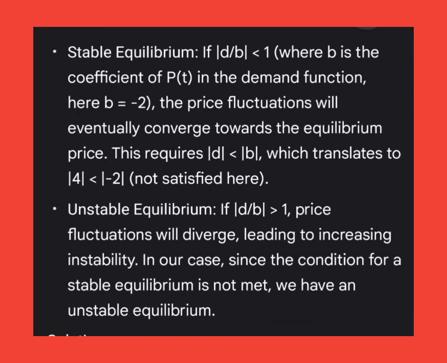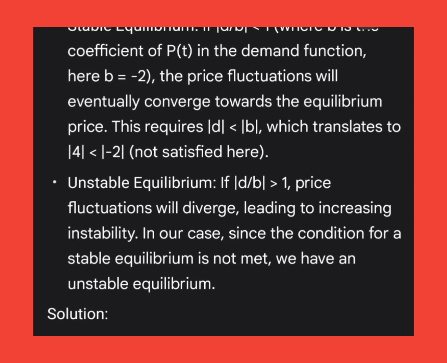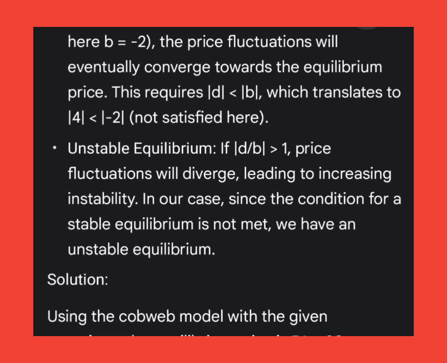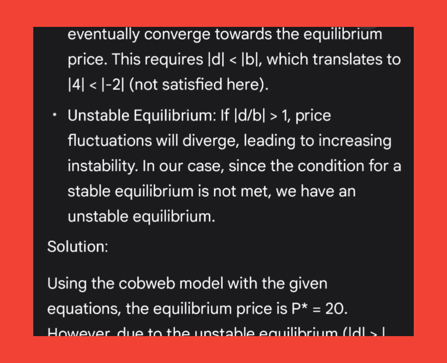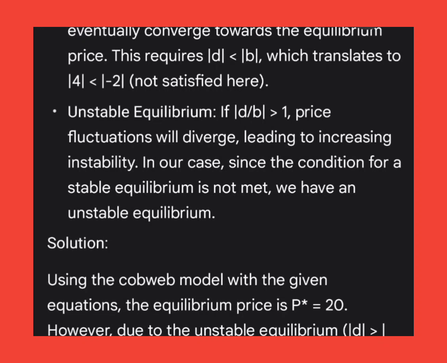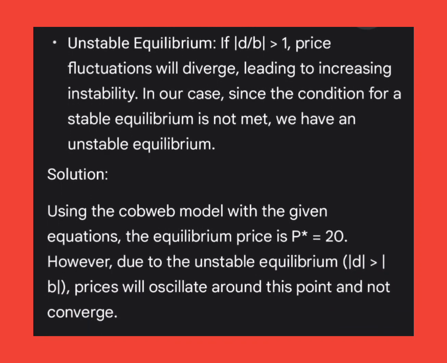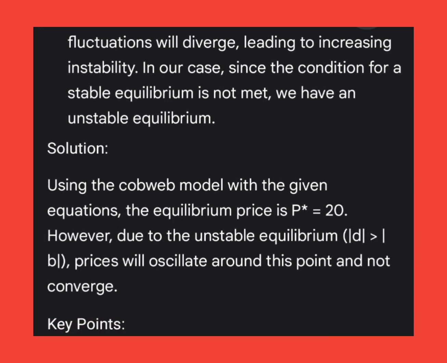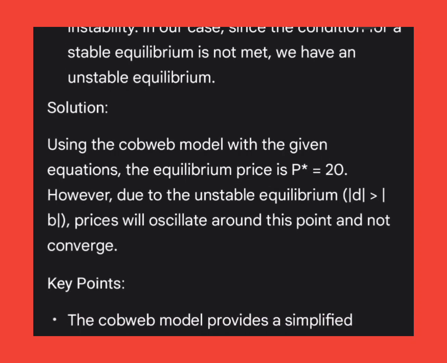If d/b is less than 1, where b is the coefficient of P(t) in the demand function, here b equals minus 2, the price fluctuations will eventually converge towards the equilibrium price. This requires d less than b, which translates to 4 less than minus 2. Not satisfied here. Unstable equilibrium. If d/b is greater than 1, price fluctuations will diverge, leading to increasing instability. In our case, since the condition for a stable equilibrium is not met, we have an unstable equilibrium.